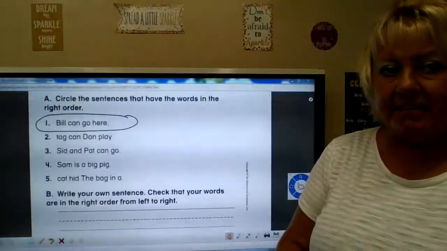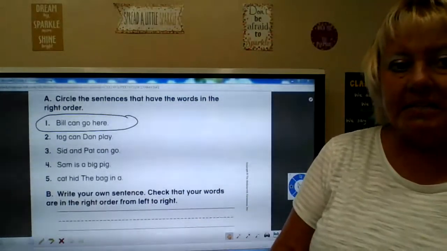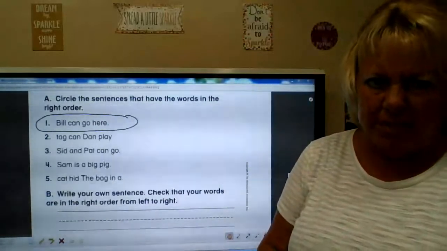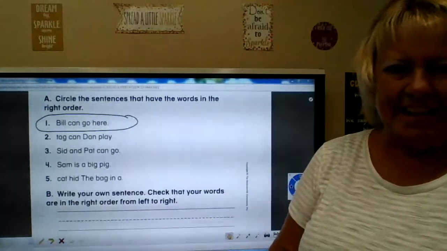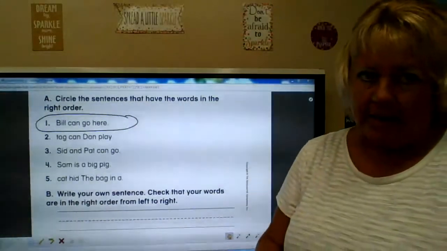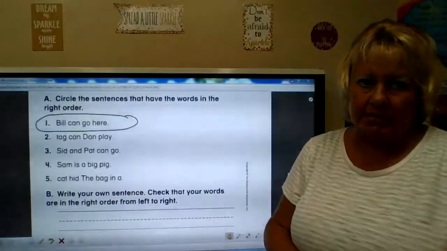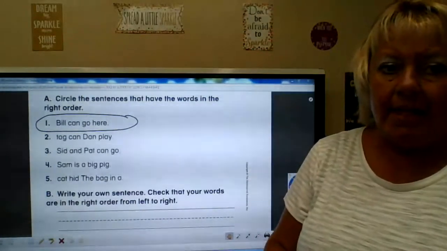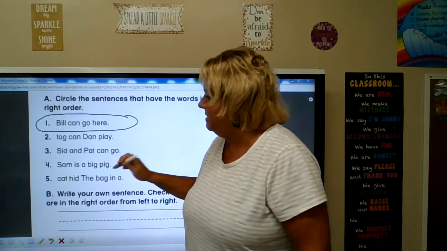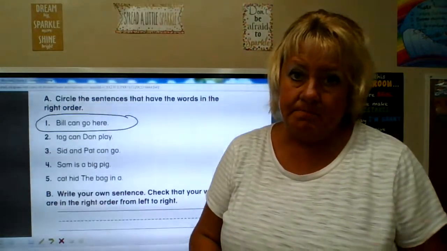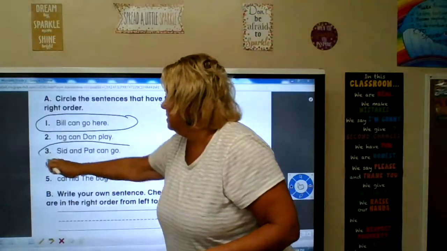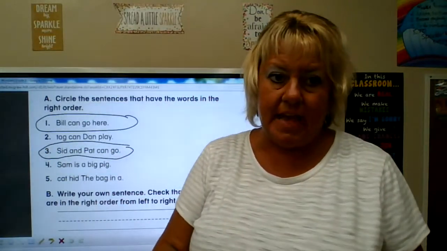Okay, we're back. Let's see if you circled number 2. Tag can Dan play? Does it start with a capital? No. Does it make sense? No, the words are not in the right order. So we are not going to circle that sentence because it's not a complete sentence. Number 3. Sid and Pat can go. Starts with a capital, ends with a period, and it does make sense. So we're going to circle number 3. I hope you did that.